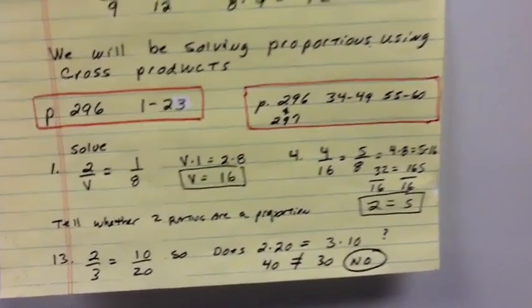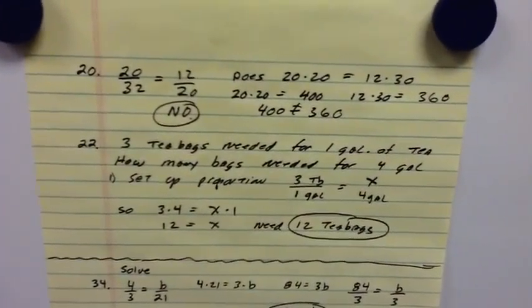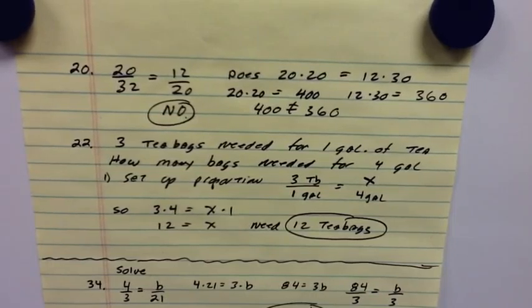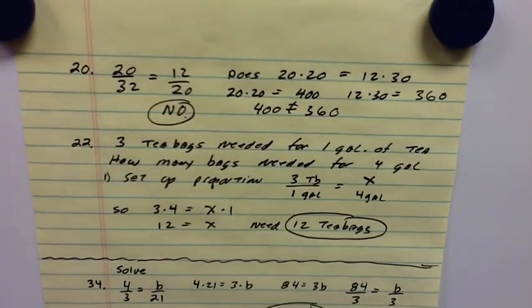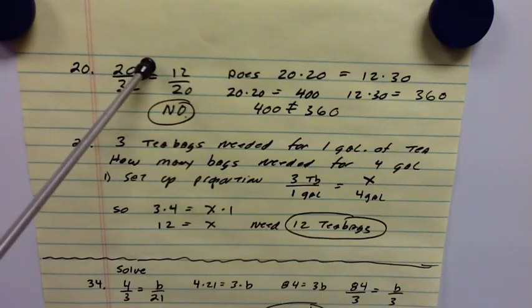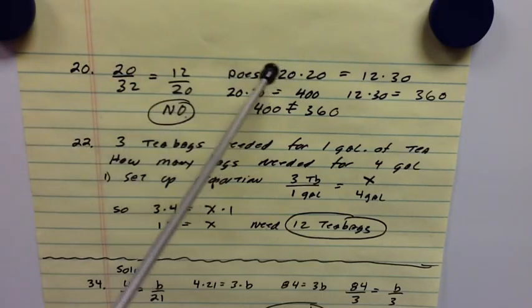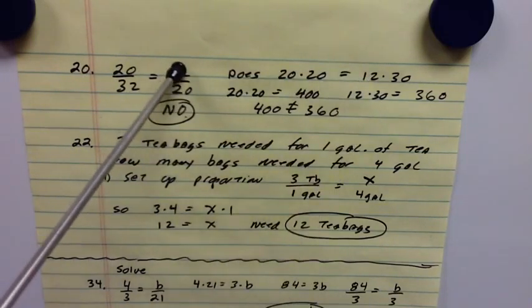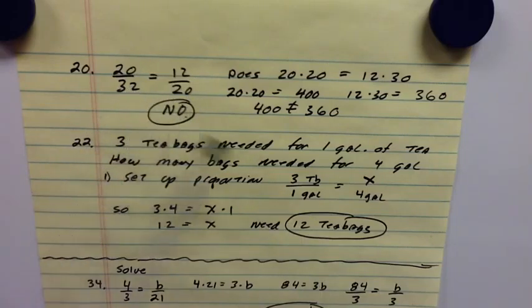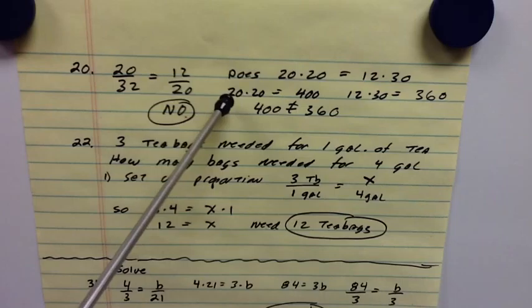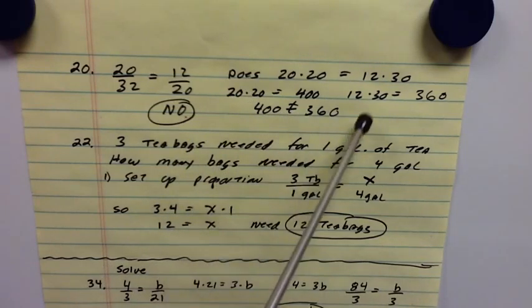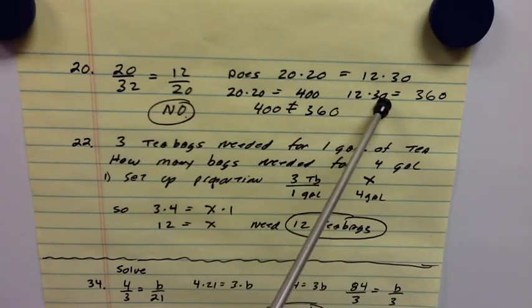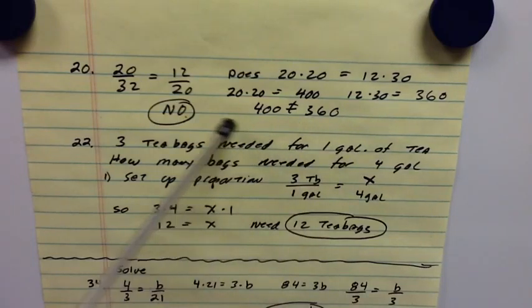Okay? For our next set of problems, we have another proportion. They want to know, does 20 over 32 equal 12 over 20? So my question is, does 20 times 20, when I multiply it diagonally, equal 12 times 32? When I multiply those out, 20 times 20 is 400, and 12 times 32 is 360. So those two are not a proportion because they do not equal out.